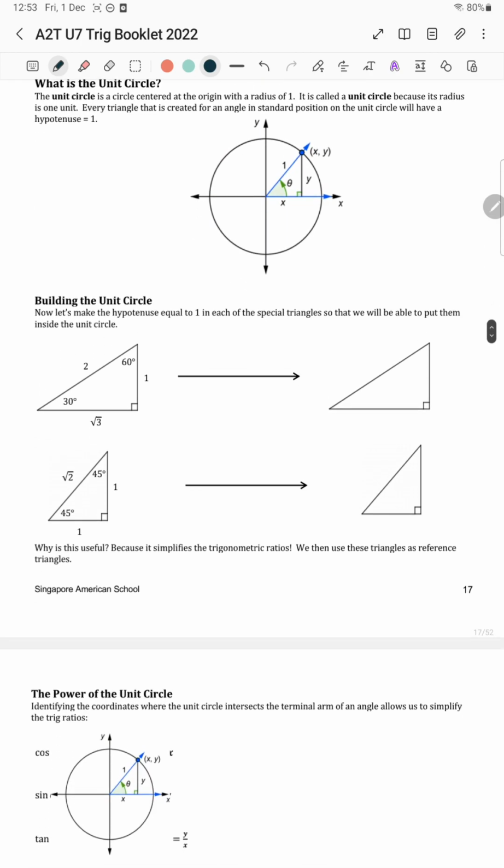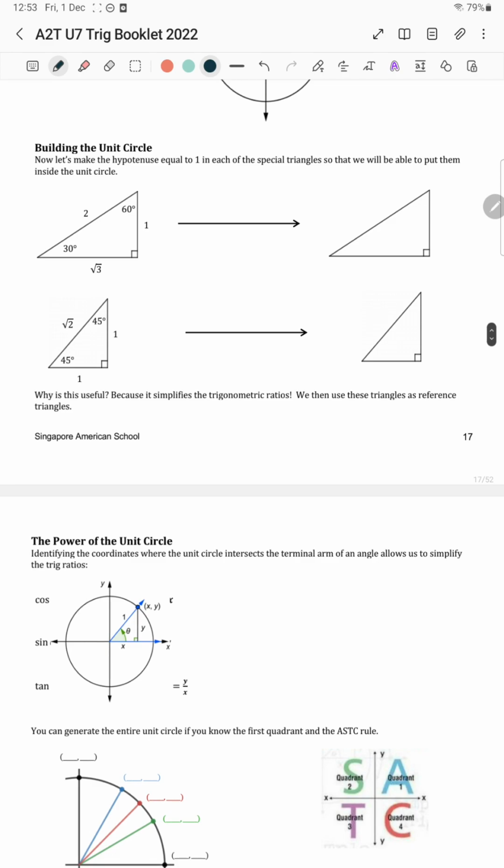Okay, the unit circle is a circle centered at the origin with radius 1. It is called unit circle because its radius is 1 unit. Every triangle that is created for an angle in the standard position on the unit circle will have hypotenuse 1. So if we draw a circle with radius 1, it is called a unit circle, and every triangle that we draw in the unit circle will have hypotenuse 1 because the hypotenuse will actually be the radius of the circle. Okay, so building the unit circle.